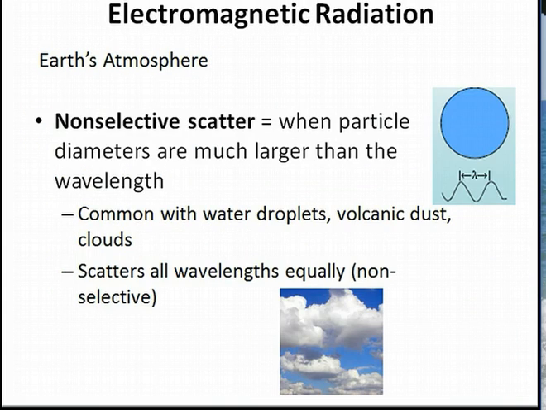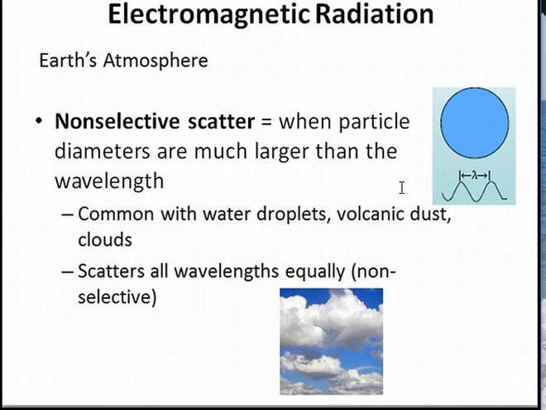The final class of scatter is called non-selective scatter, and essentially this is when you have particles in the atmosphere that are so large that just about all of the wavelengths hit them. Now, this might not apply to radio waves or microwaves because we know that the radio can still go through very large particled masses like clouds, but it certainly affects the wavelengths that we're typically looking at with our satellite remote sensing.